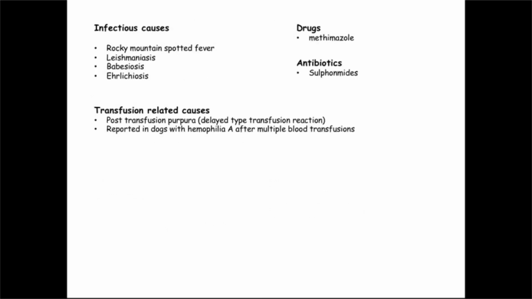Drugs such as methimazole, which is an antithyroid drug commonly used to treat hyperthyroidism in cats, and commonly used antibiotics such as sulfonamides. Infectious agents such as Rocky Mountain spotted fever, leishmaniasis, babesiosis, ehrlichiosis, and transfusion-related things like post-transfusion purpura. All these things can cause secondary immune-mediated thrombocytopenia. PTP is often reported in dogs with hemophilia A after multiple blood transfusions.